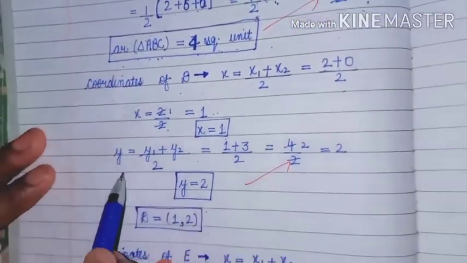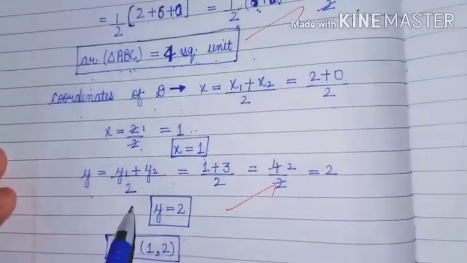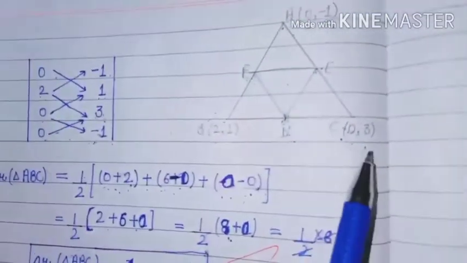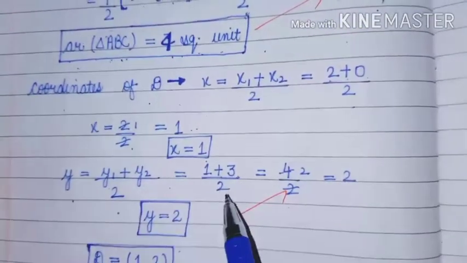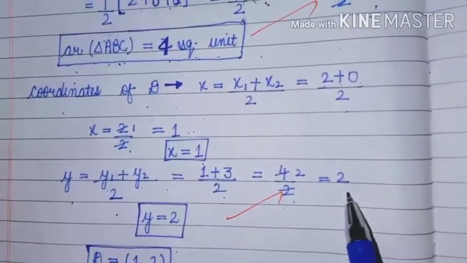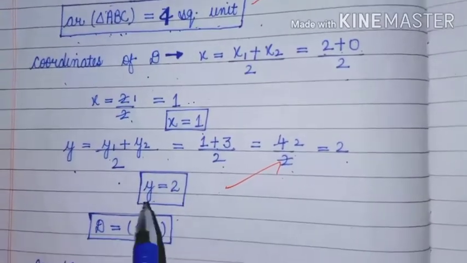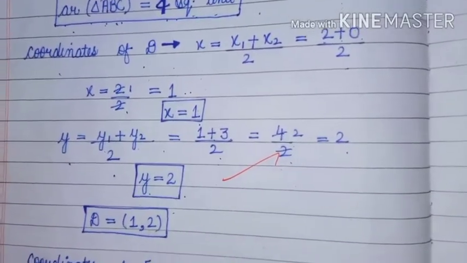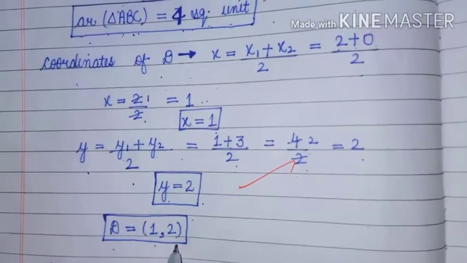Similarly, we will find the y coordinate: (y1 plus y2) divided by 2. Here y1 is 1 and y2 is 3. So we will add them and divide by 2. 1 plus 3 by 2, that is 4 by 2, it is 2. The y coordinate of D is 2. The coordinate of D is (1, 2).